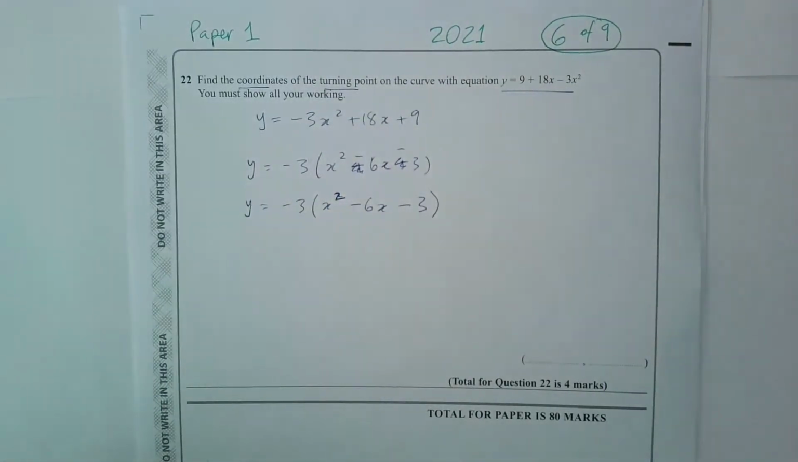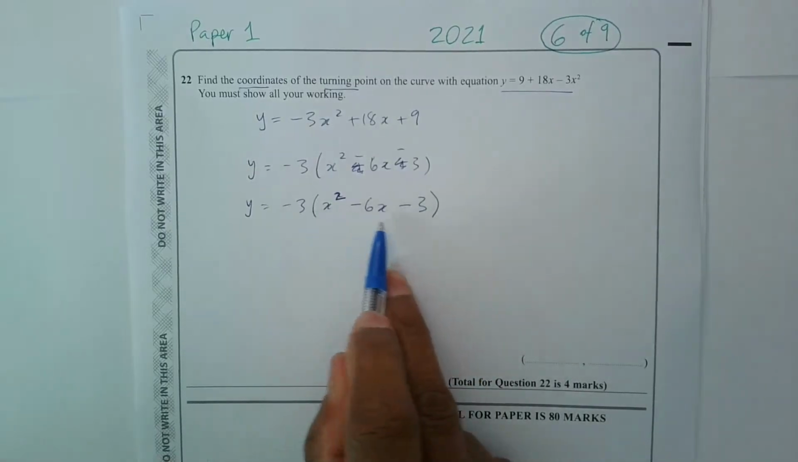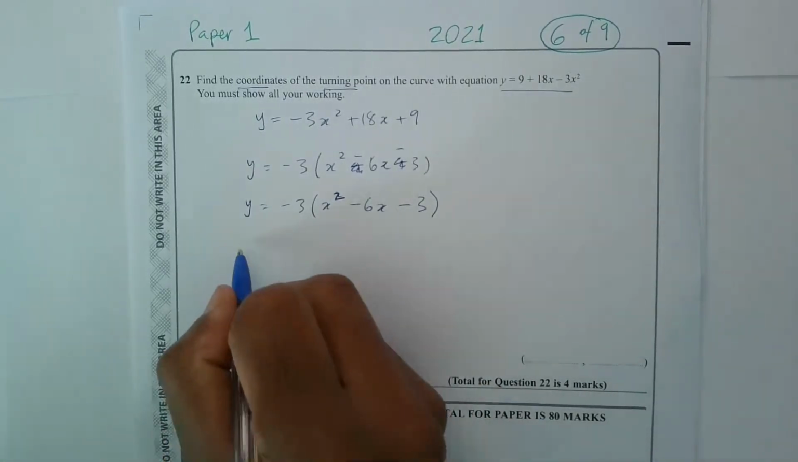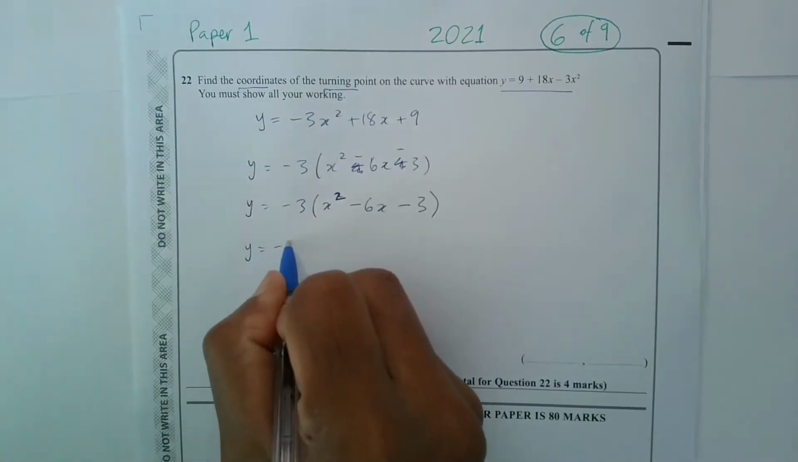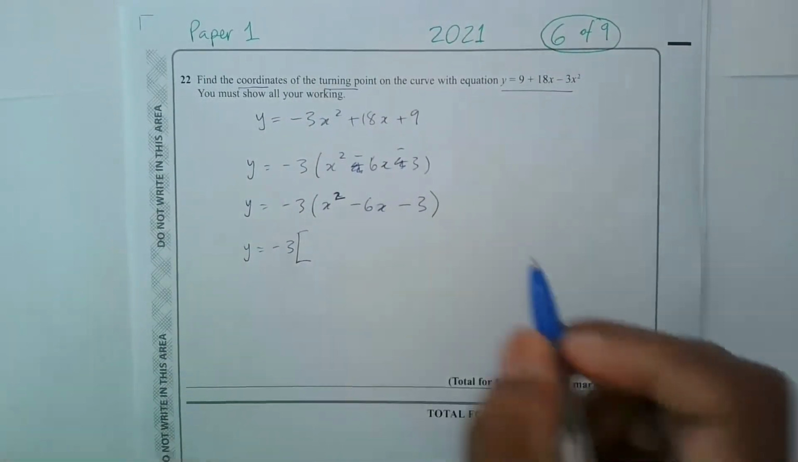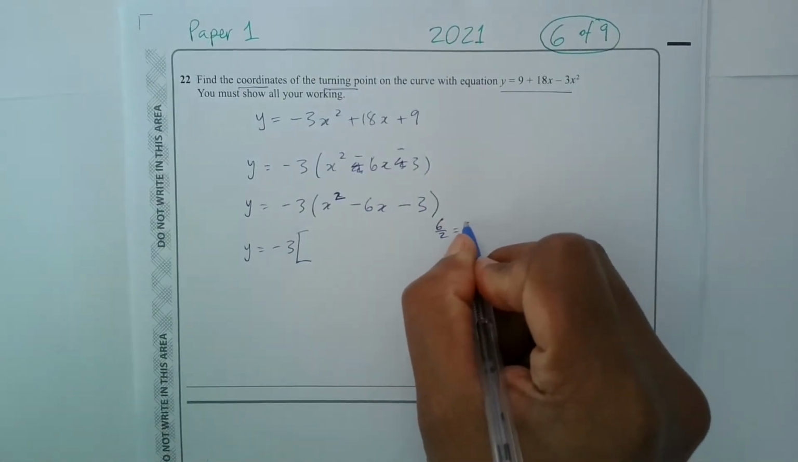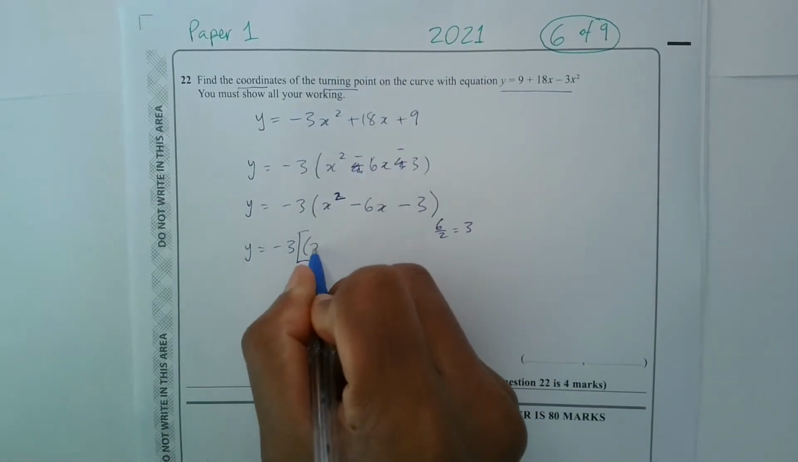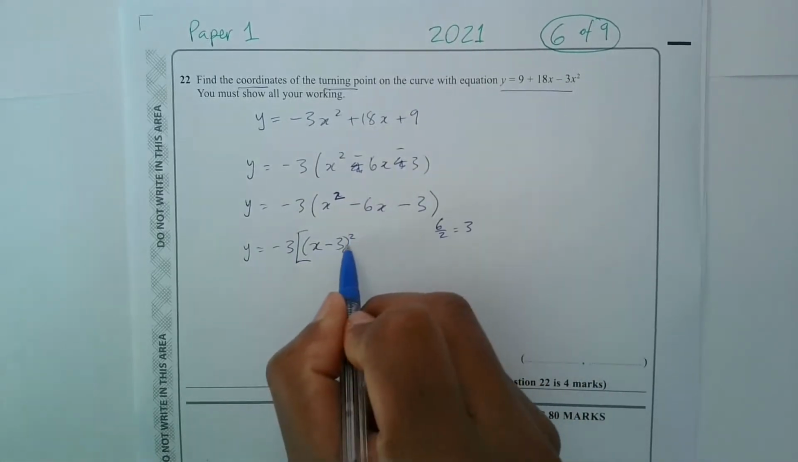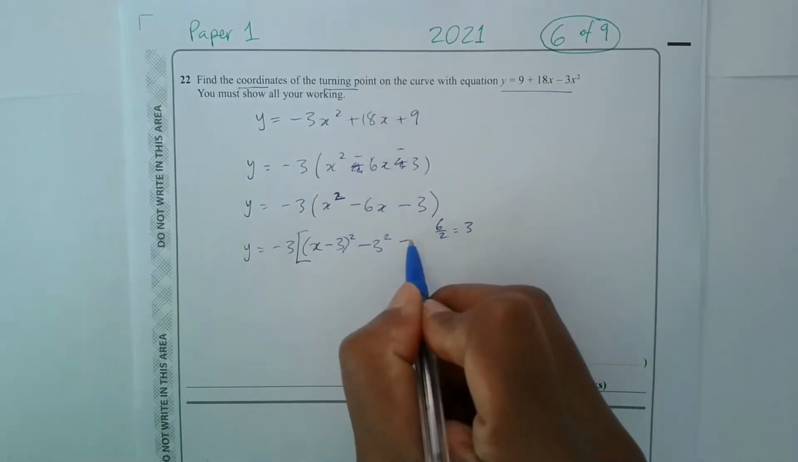The next thing I'm going to do is, this now looks like my normal quadratic, so I can just complete the square with this. Following my steps, minus 3, I'm going to put square brackets so I don't confuse it. My step 1 was the coefficient of x, half it. 6 divided by 2 is 3. So it's going to be x minus 3 all squared, take away 3 squared. And then I've got the take away 3 there.